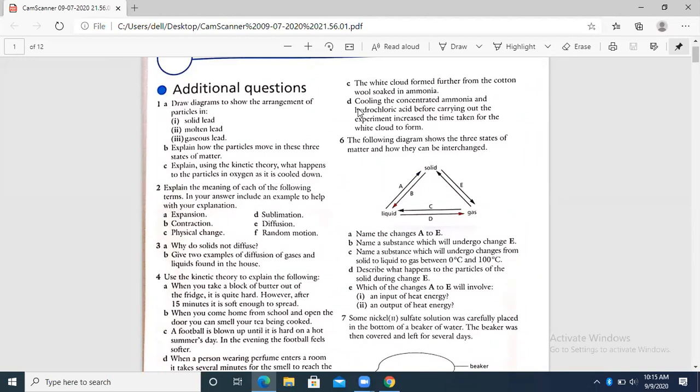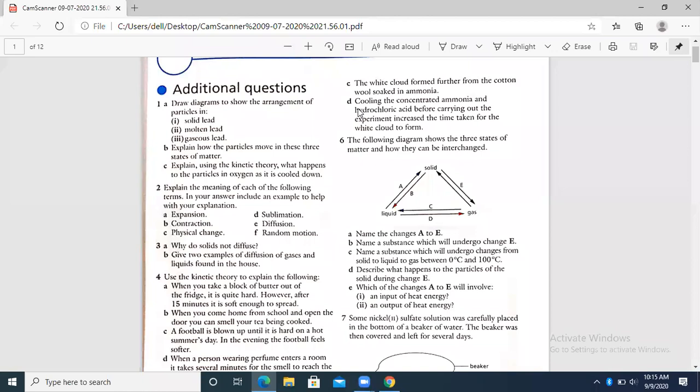Cooling the concentrated ammonia and hydrochloric acid before carrying out the experiment increased the time taken for the white cloud to form. Yeah, that is less kinetic energy. Important question. Cooling the concentrated ammonia and hydrochloric acid before the experiment increases the time taken for the white cloud to form. What is the question now? Give an explanation. You want to give an explanation?